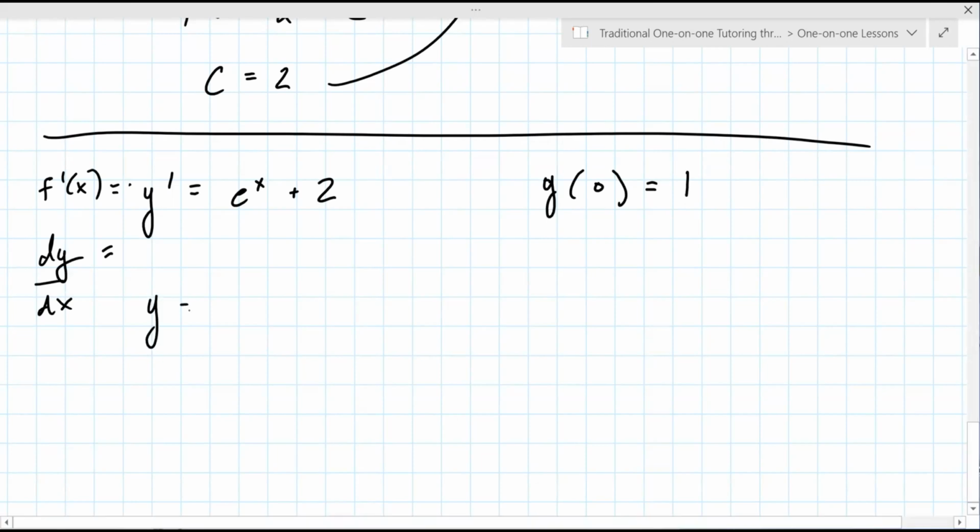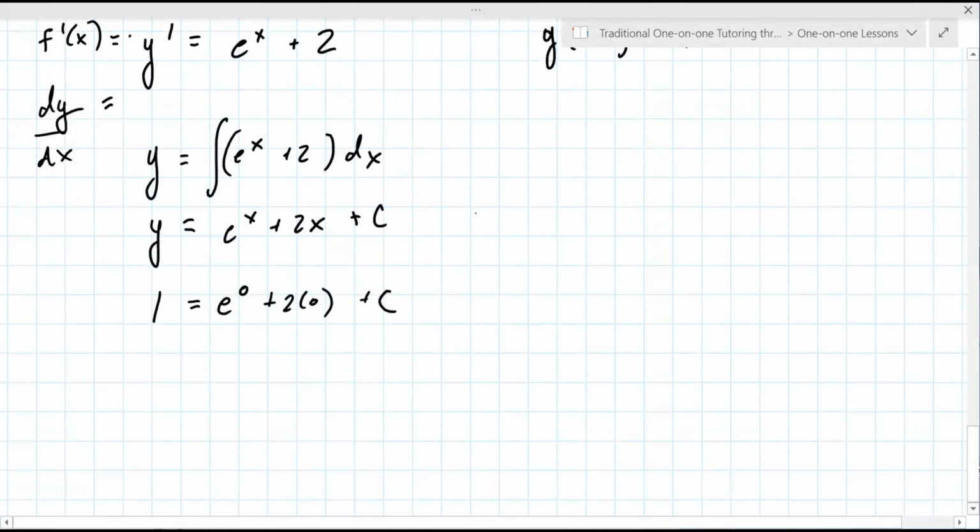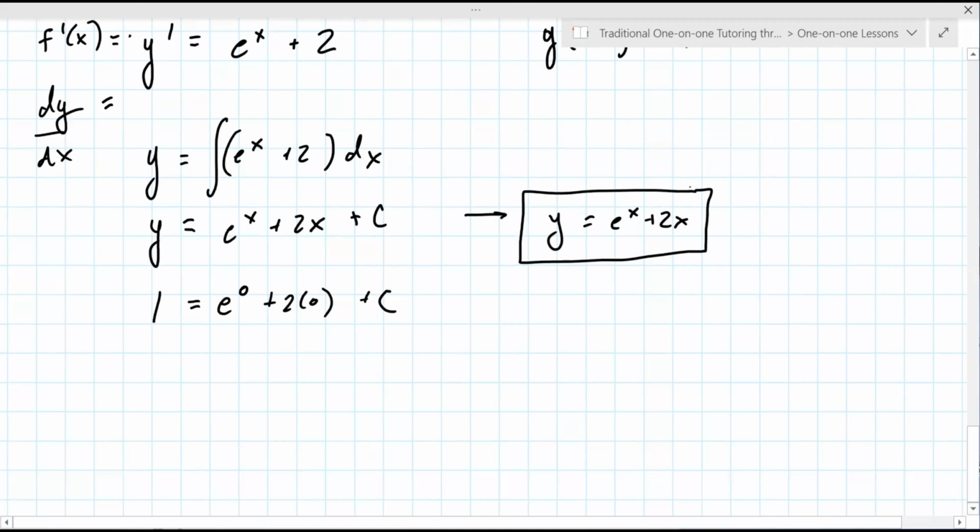So then it's just e to the x plus 2x, which becomes e to the x plus 2x plus c. Very important. So then 1 equals e to the 0 plus 2 times 0 plus c. And e to the 0 is 1, plus 0, so nothing. c equals 0. So then it's e to the x plus 2x plus 0. Do you need to write the plus 0? No, you just write y equals e to the x plus 2x. So sometimes the constant is 0.